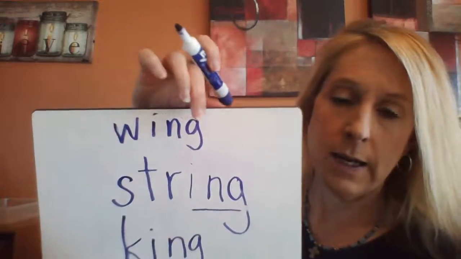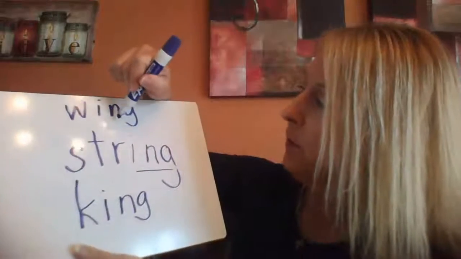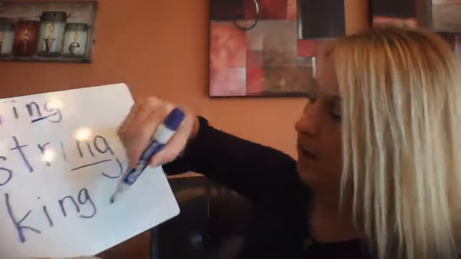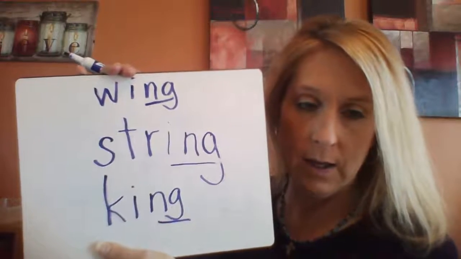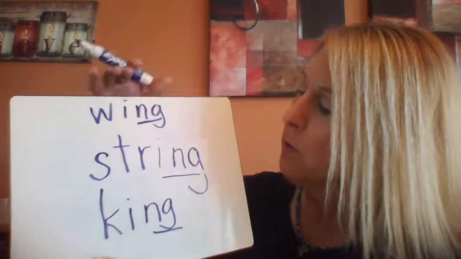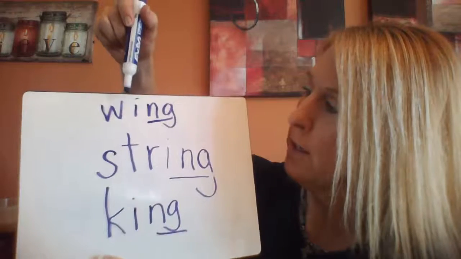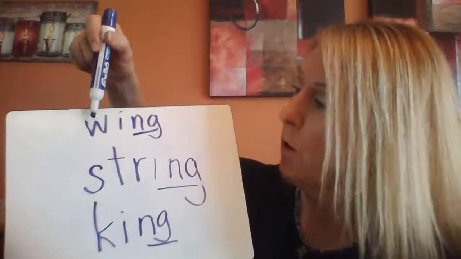Wing. So I've got my ng, and my ng. Go ahead and underline your ng. Okay. So maybe you wrote yours in a different order. Have your eyes up here and let's read these words together.